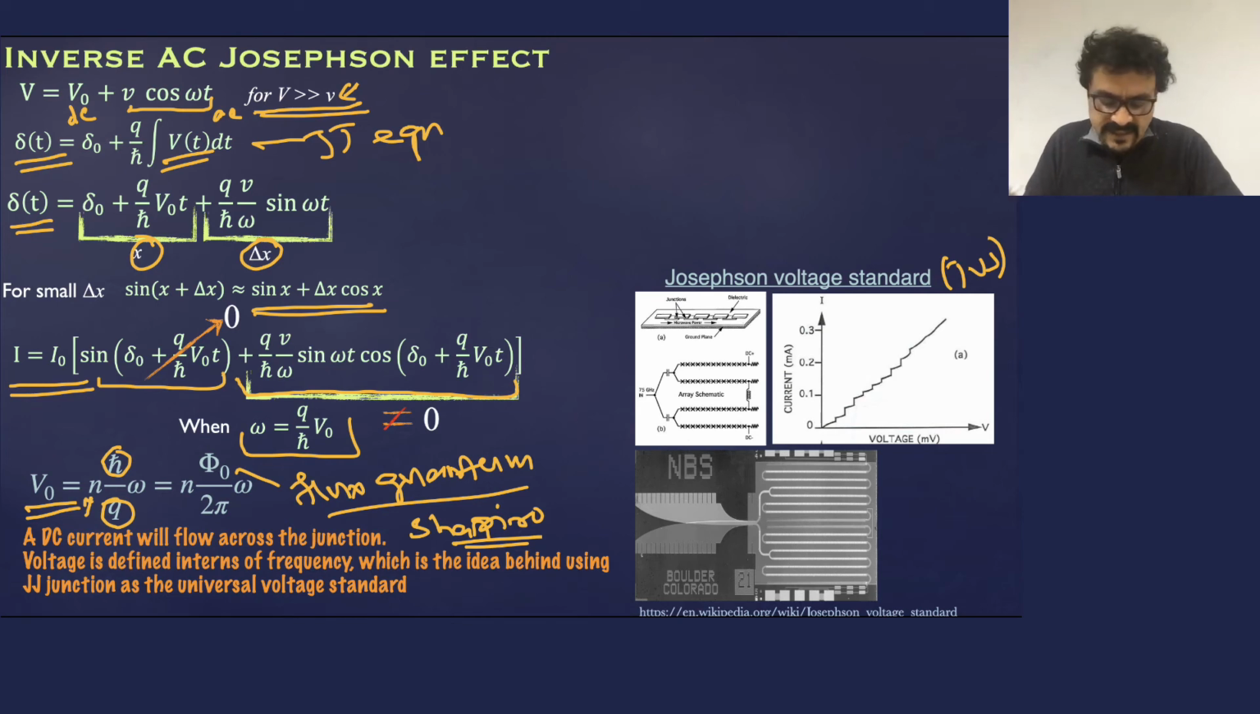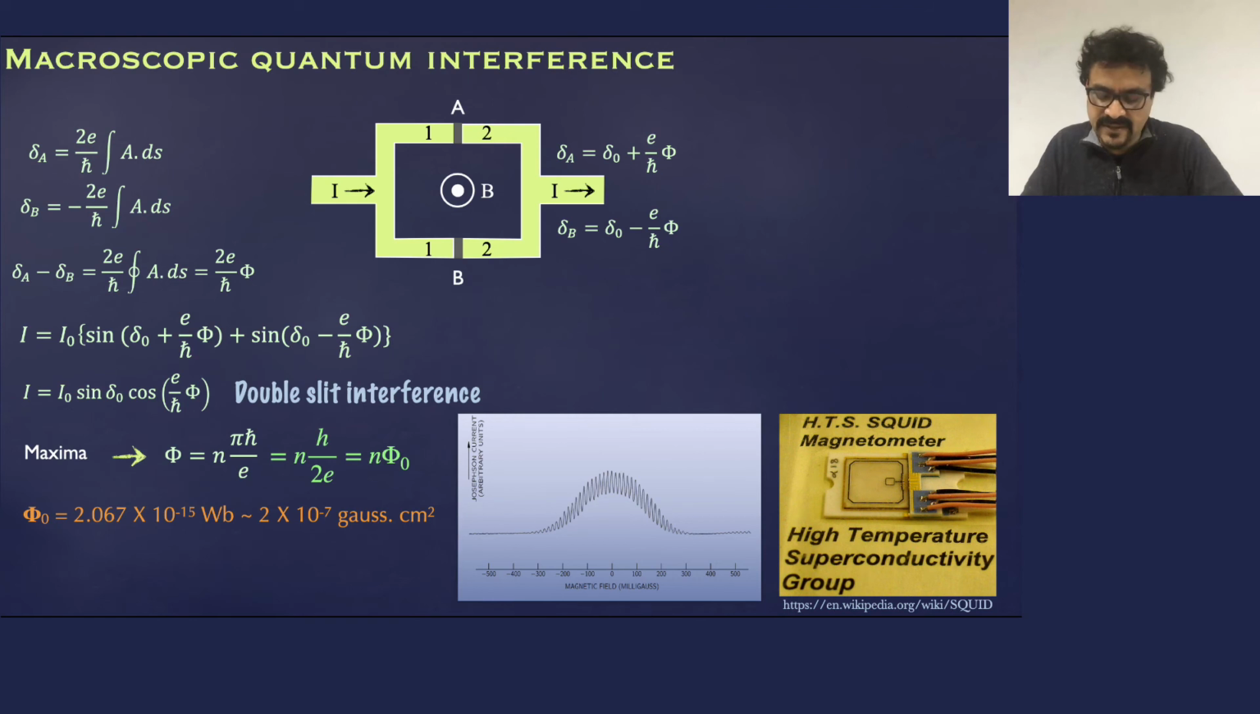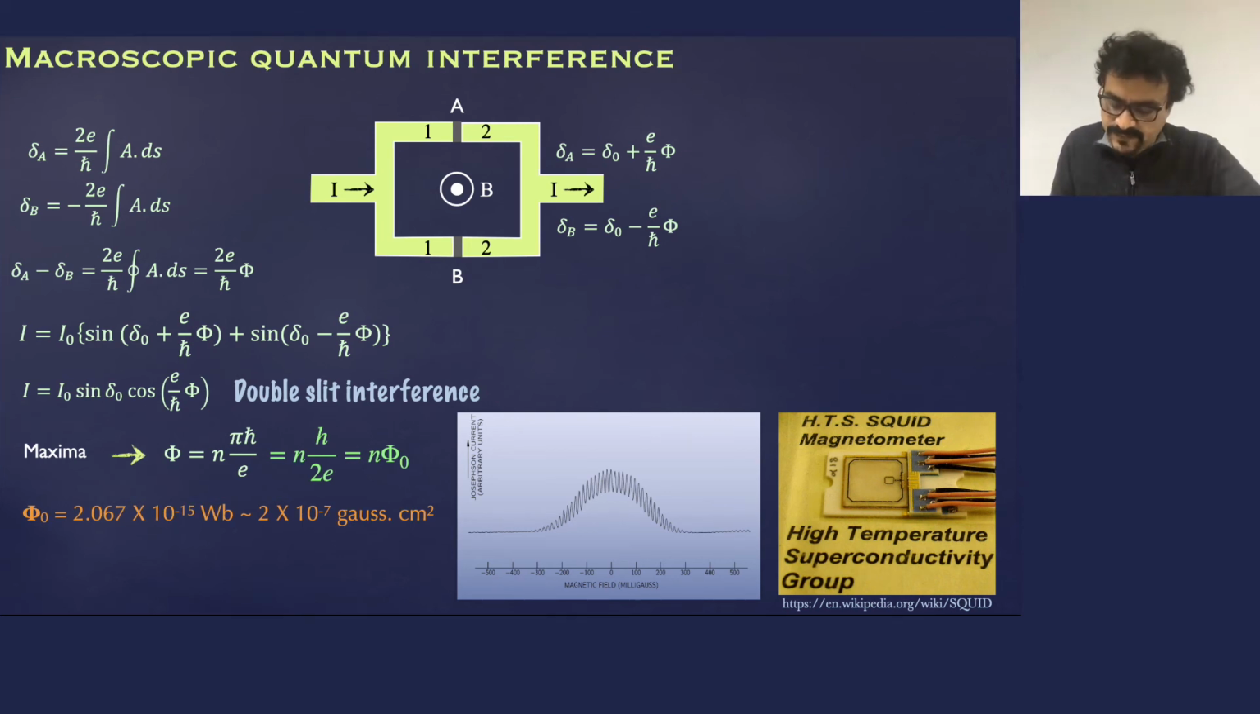Now, let us discuss one more effect which is related to the Josephson effect, called macroscopic quantum interference, or basically the SQUID, the superconducting quantum interference device. So in short, it is also called SQUID.